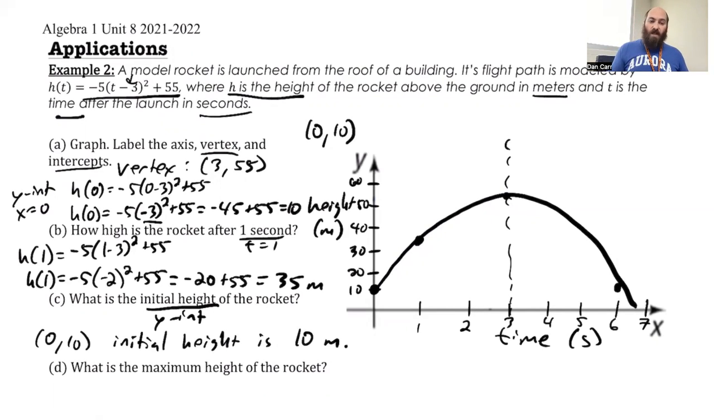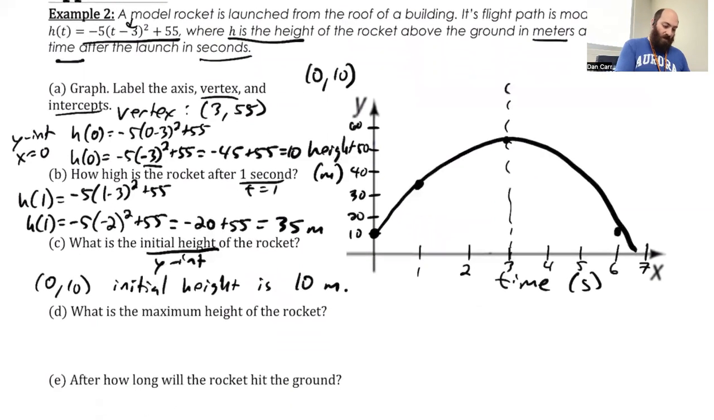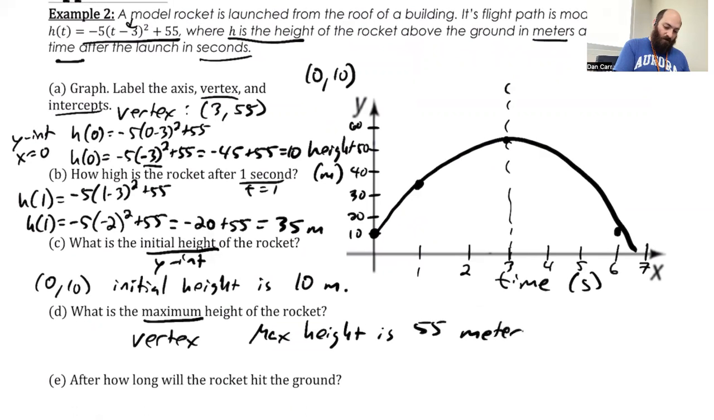Okay, what is the maximum height of the rocket? So again, maximum has to do with the vertex. The maximum height is just the y value here. We don't care about the 3. We're not going to actually just put the vertex in the answer. The question is, what is the maximum height? So the maximum height is 55 meters.